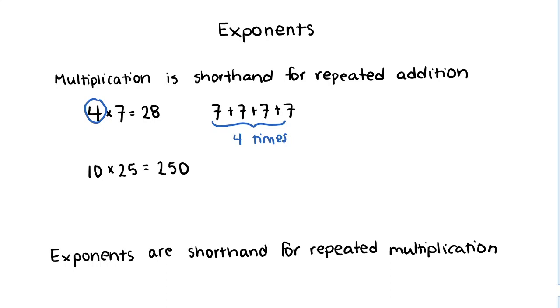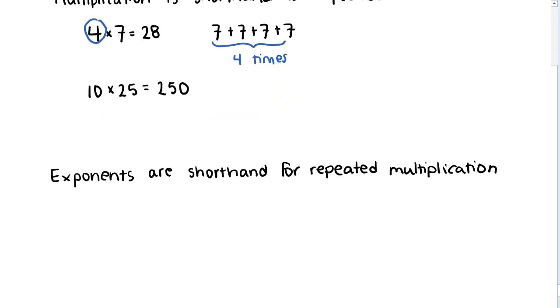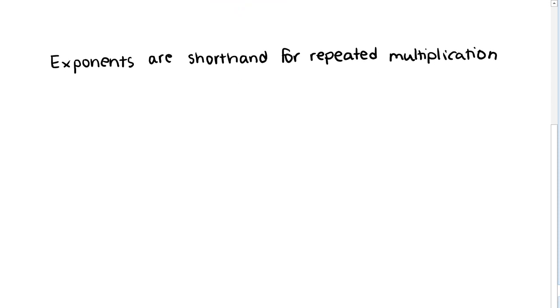And so multiplication is itself quite a common operation. It would be nice if we had a shorthand for repeated multiplication, a nice concise way of writing repeated multiplication. And so that's exactly what exponents are. Exponents are a way of writing repeated multiplication. So let's say I have 7 times 7 times 7, right? So the number 7 multiplied to itself 3 times.